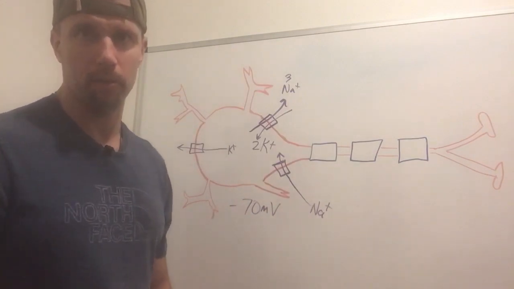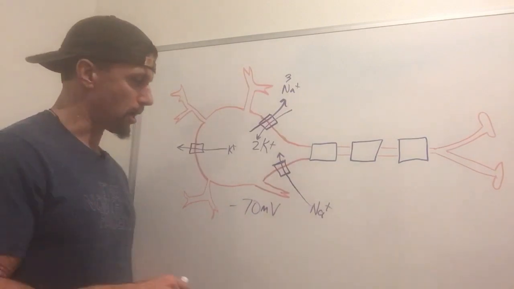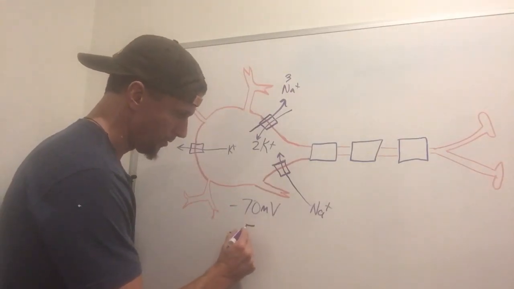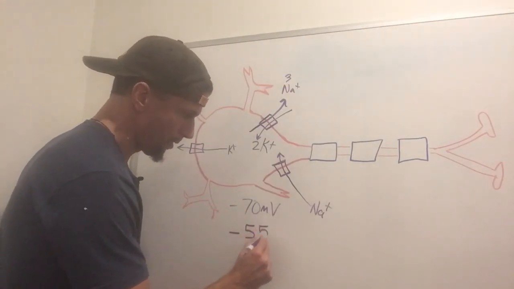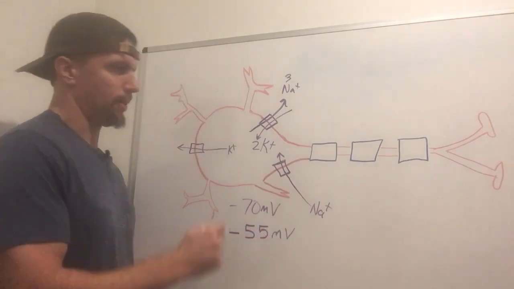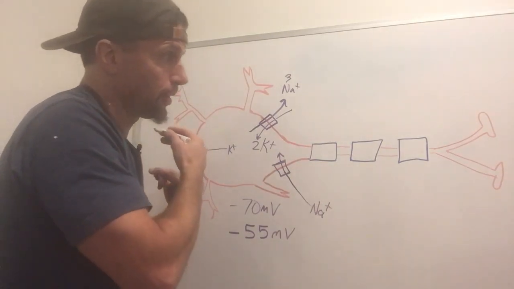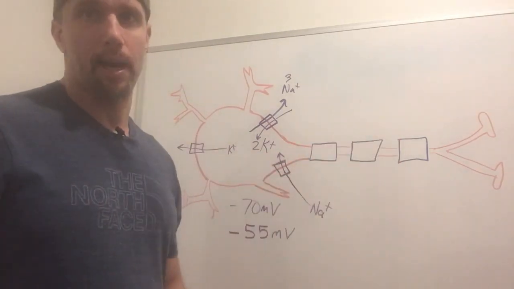In the next video, we're going to talk about hitting threshold, which is negative 55 millivolts. That sets off an all or none phenomenon of an action potential. So we'll get to that in the next video.